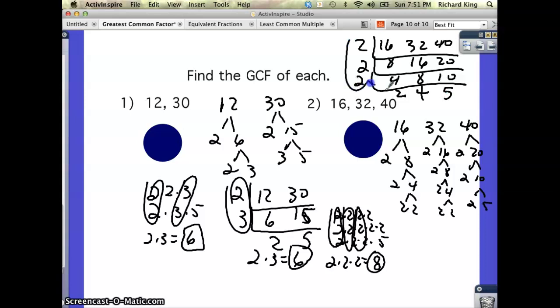So again, multiply all 3 of these together, and you get 2 times 2 times 2, which is 8. And that concludes the lesson on finding the greatest common factor.